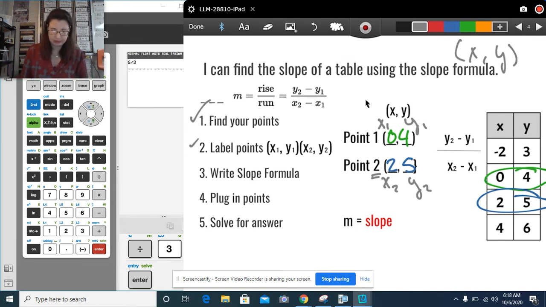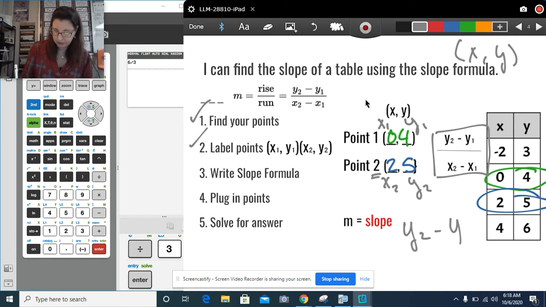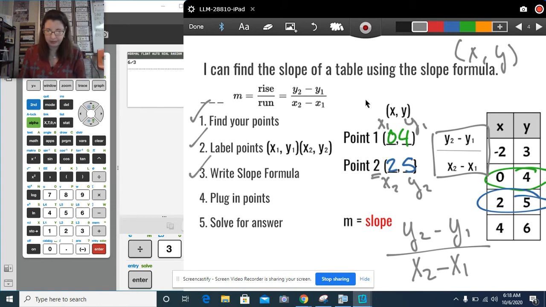I've labeled my points. Next, I'm writing the formula. I'm rewriting this out because I'm going to plug them in. y2 minus y1 over x2 minus x1. I have written the slope formula. Now I'm going to plug them in.